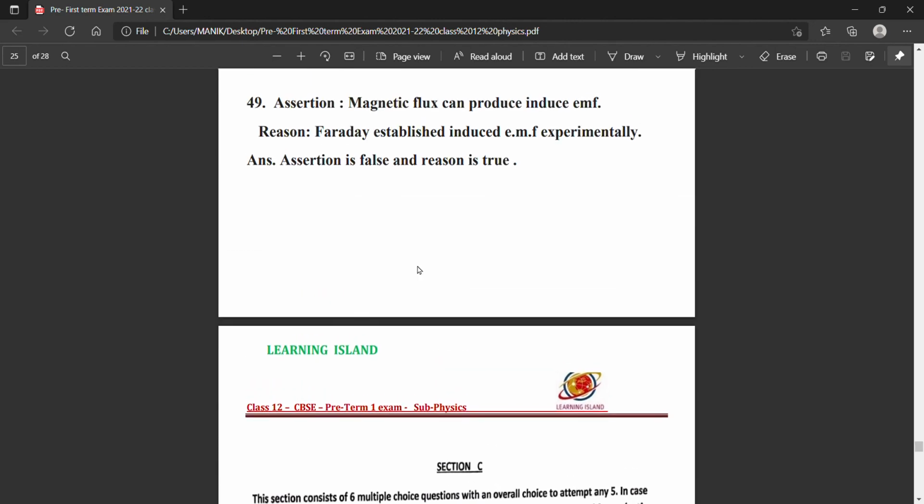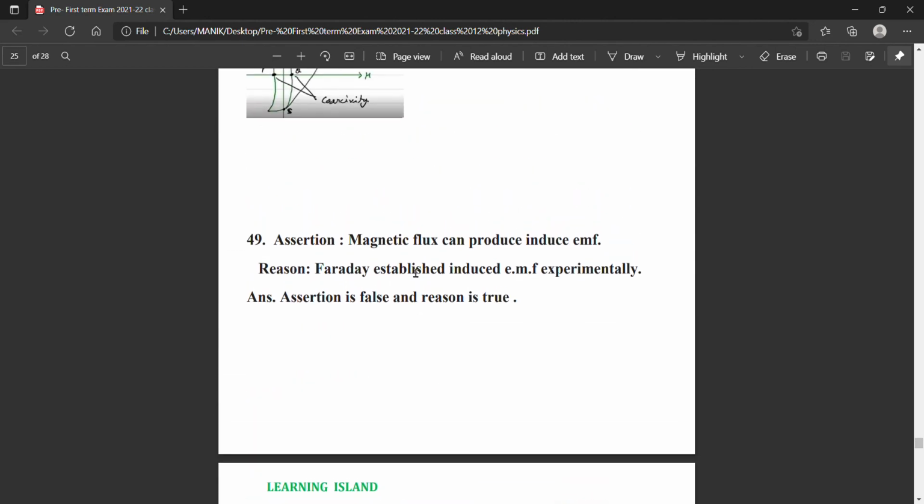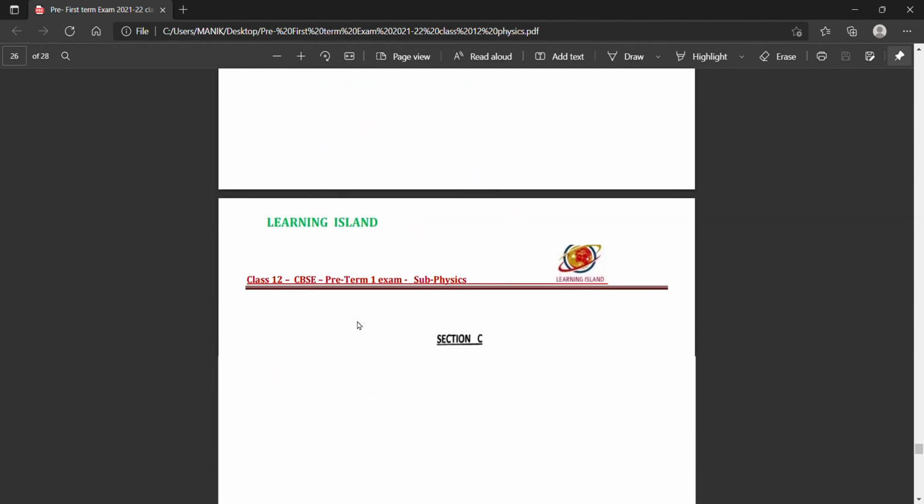Now, 49. Assertion: magnetic flux can produce induced EMF. No. The change of magnetic flux can produce induced EMF, but magnetic flux alone cannot produce induced EMF. So this is wrong. Reason: Faraday established induced EMF experimentally. Yes, this is correct. So the assertion is false and the reason is true.